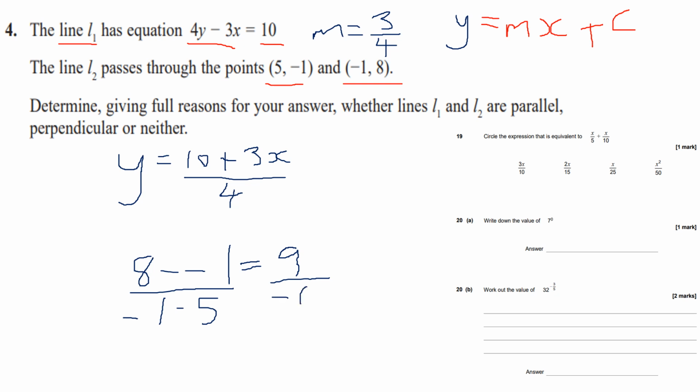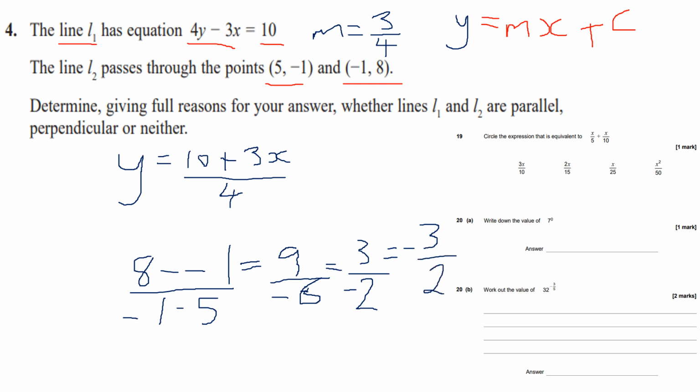So 9 over -6. Oops, should be a 6 there. I apologise, sorry about my handwriting today, guys. Divide top and bottom by 3, and we get 3 over -2. Now, that's not perpendicular or parallel, so it's actually neither.